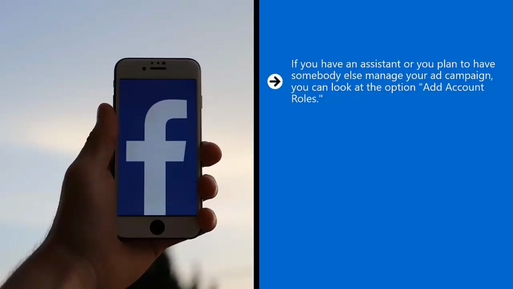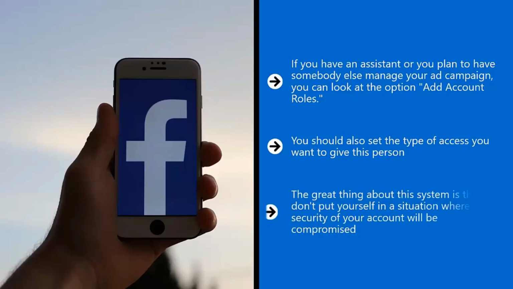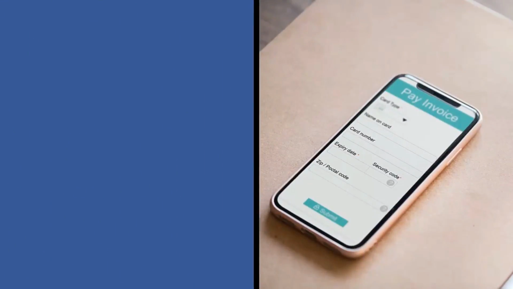Click on that and then select Add a Person. You should also set the type of access you want to give this person. The form will ask for their information like email address or full name, and then enter this in. The great thing about this system is that you don't put yourself in a situation where the security of your account will be compromised. The person you hire to manage your account will not have access to login details.